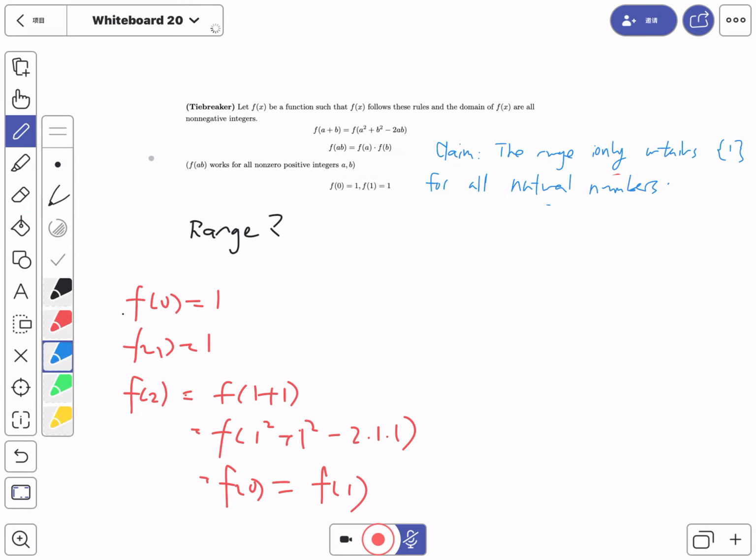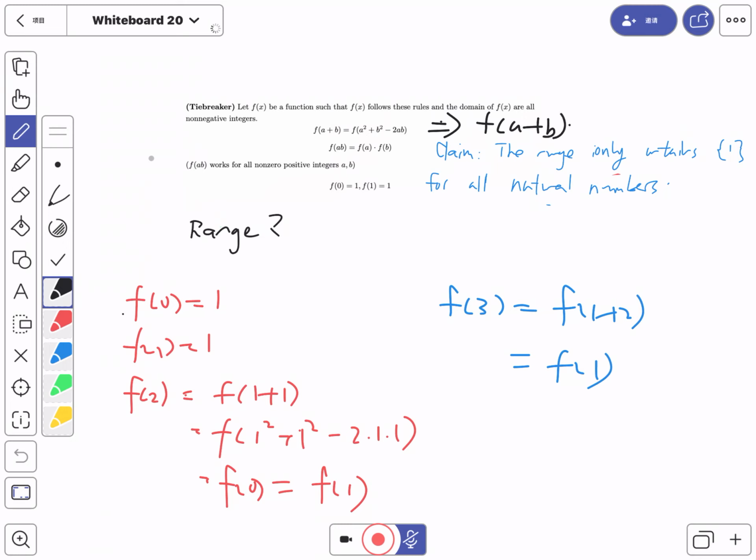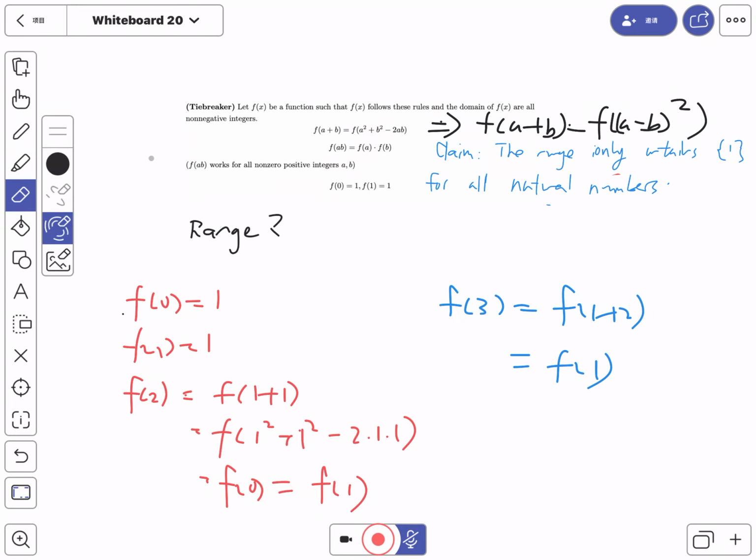So what about f of 3? So f of 3, write as f of 1 plus 2, equal to f of 1, because 2 squared plus 1 squared minus 2 times 2 times 1 is equal to 1. So we can actually rewrite this as f of a plus b equal to f of a minus b squared. So now the explanation, the proof comes from the following.